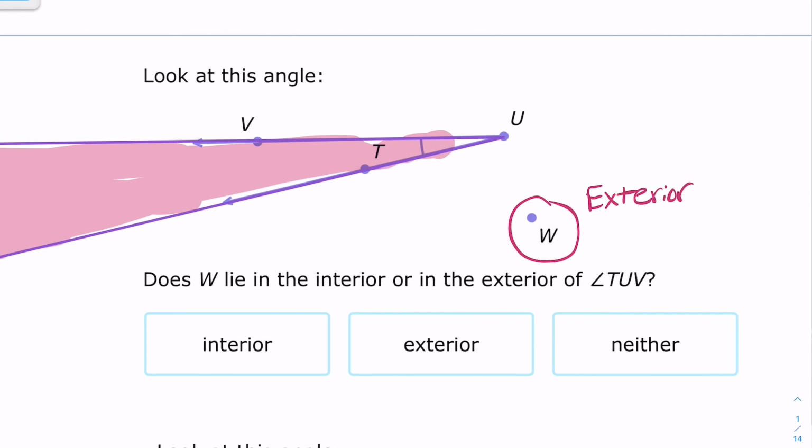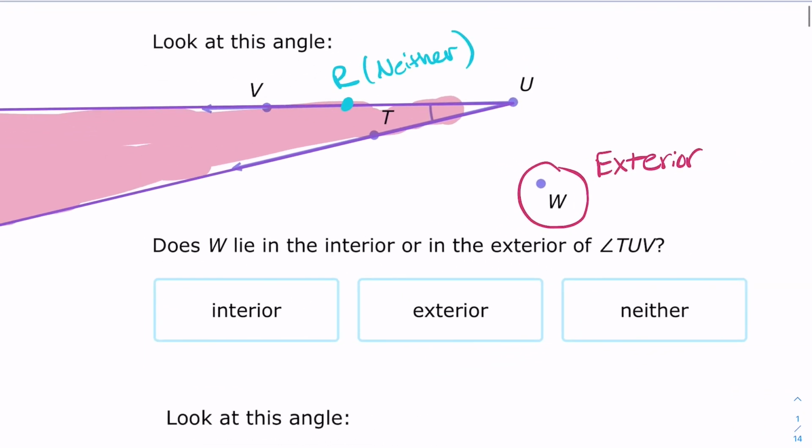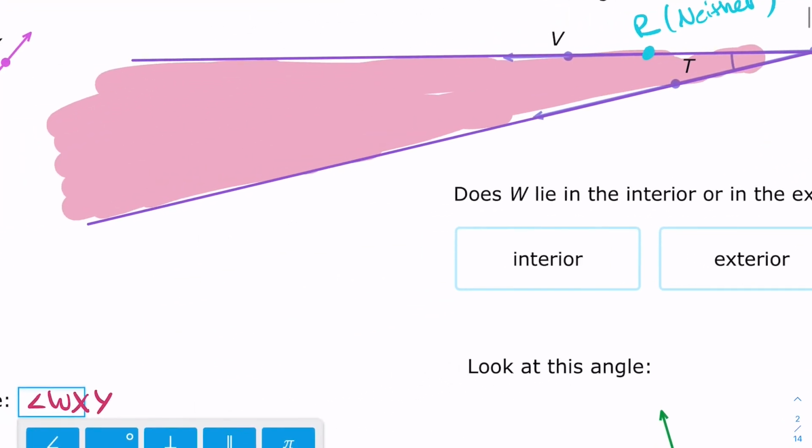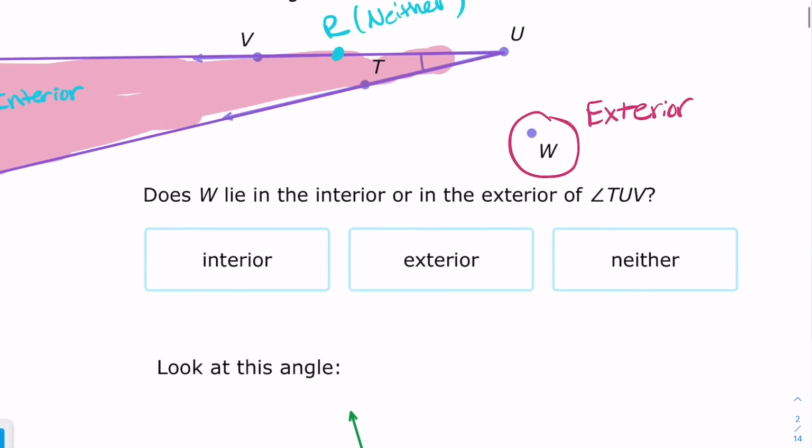And anything that lies on it, like this, is neither. Because it's not on the inside or the outside, so we just use the word neither. So we have neither, we have exterior, and then we have interior. Call that Z. So the question is, what is W? W is exterior.